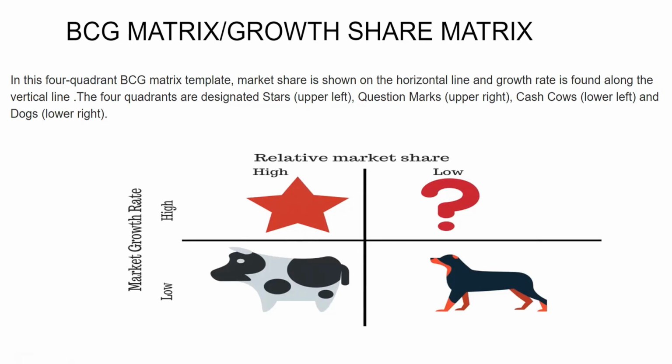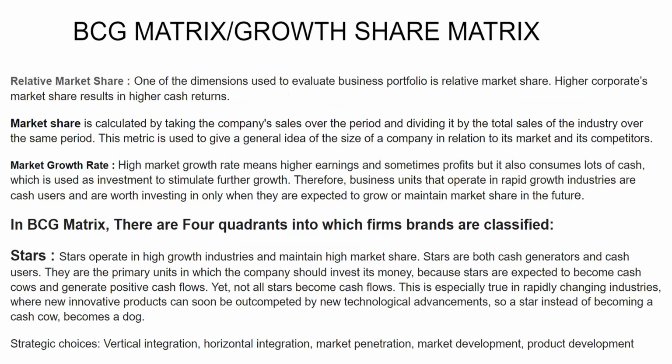The examiner can ask you on which 2 parameters the BCG matrix is based. The 2 parameters are relative market share and the market growth rate. In detail, what is the market growth rate and what is the relative market share? Relative market share is one of the dimensions used to evaluate a business portfolio. Higher corporate market share results in higher cash returns.